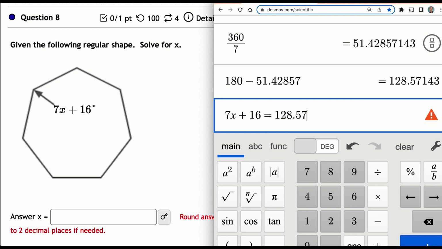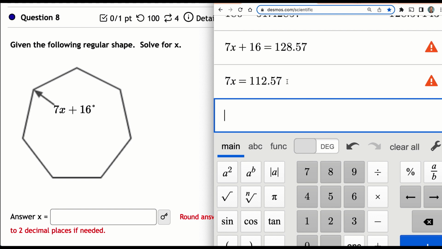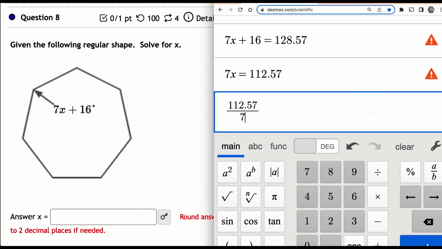Then just solve using your algebra. I would do this one by first of all subtracting 16, so 7x would equal 128.57 minus 16, which would then be 112.57. If you take 16 off that, eventually you'll have to take that answer and divide it by 7. So I'll take that answer right there and divide it by 7.